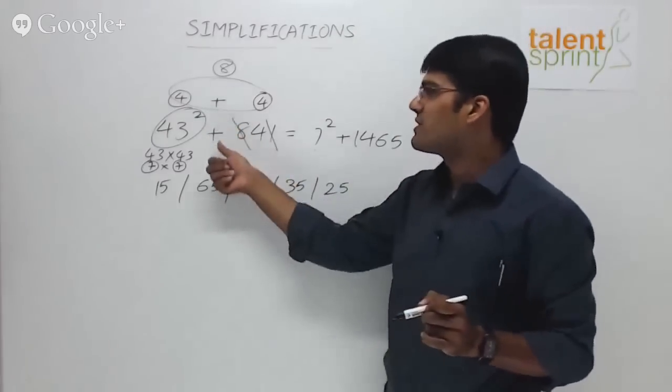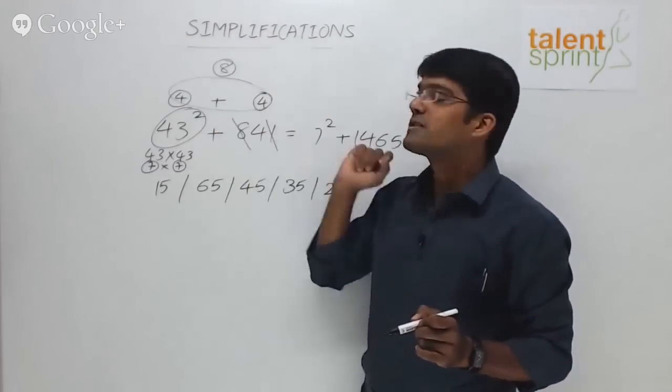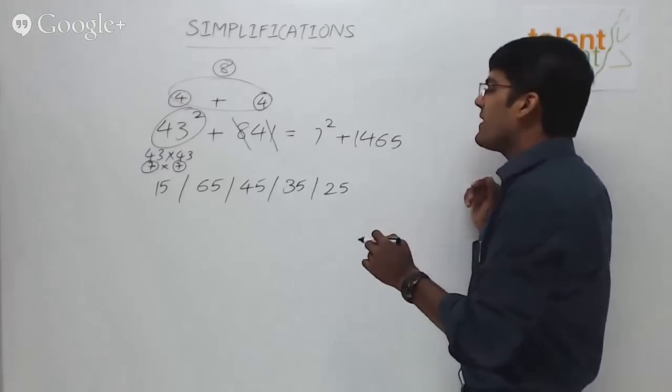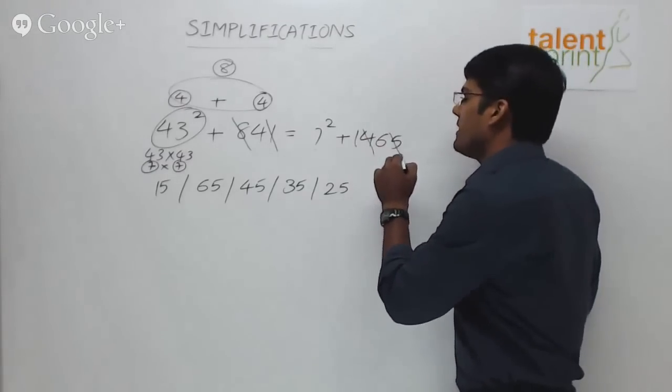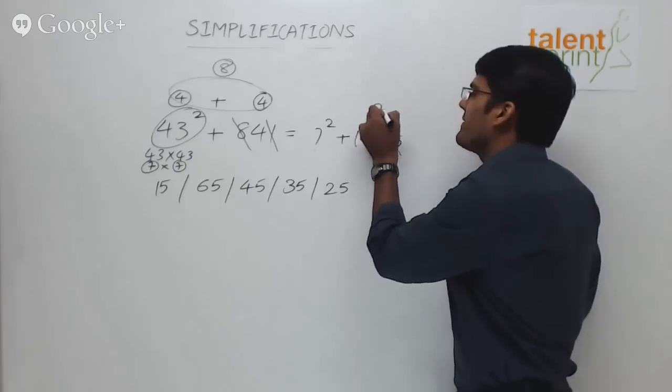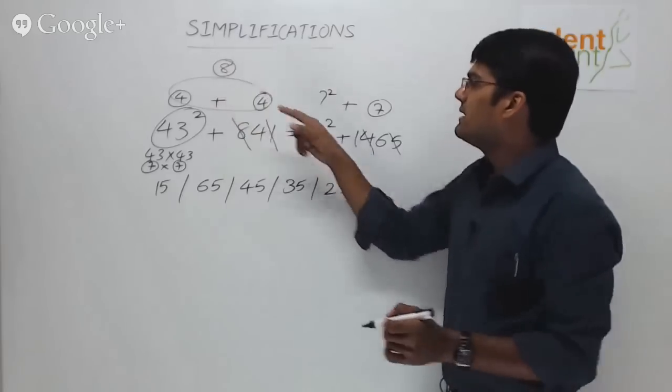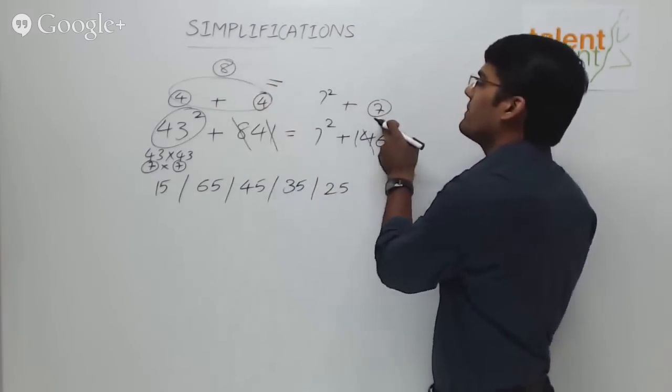4 plus 4. Do a similar operation. If it is plus here, plus always. So 4 plus 4 is 8. Then look at the right hand side. 1465. What's the root digit here? 6 and 5, 4 and 5 gets cancelled. 1 plus 6 is 7. Plus question mark square. Now understand, 8 equals some question mark square plus 7.